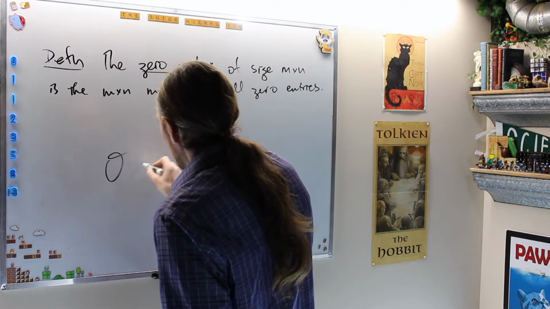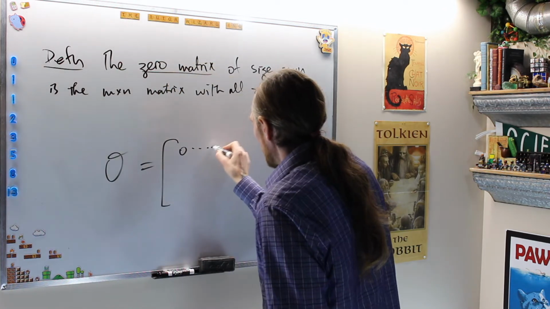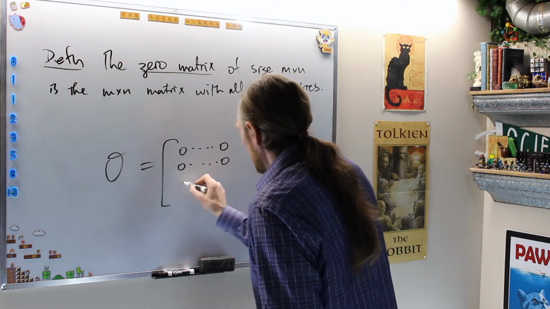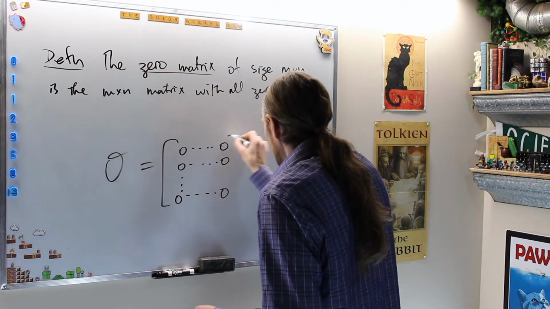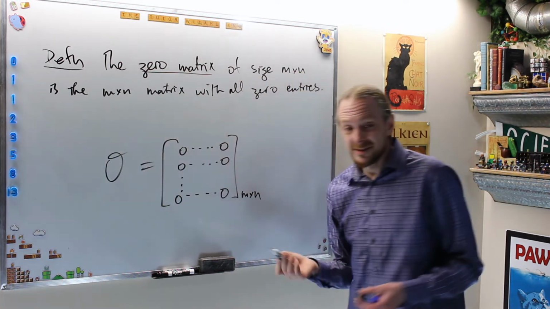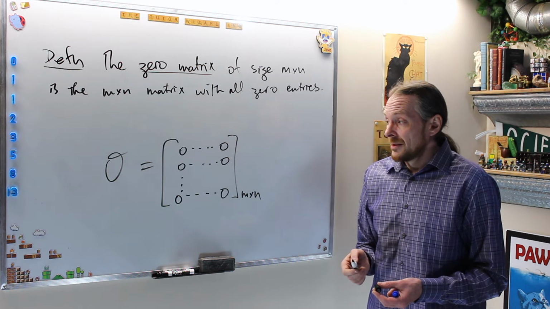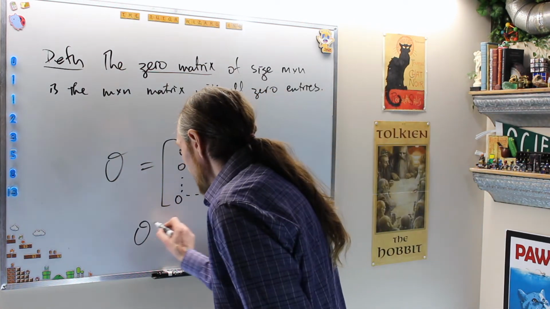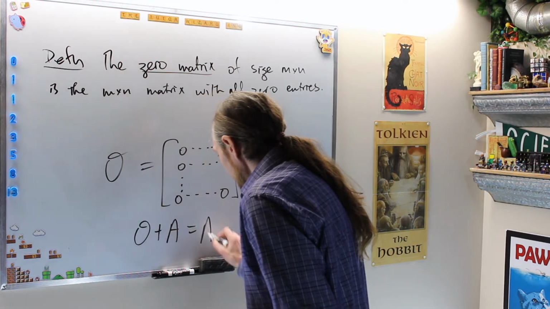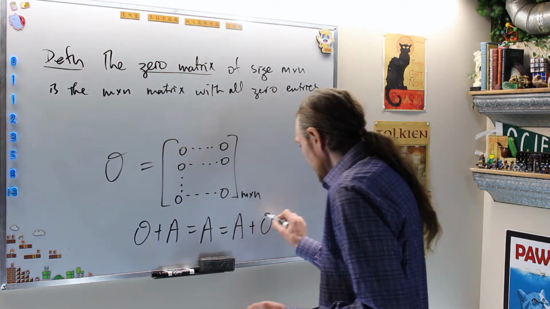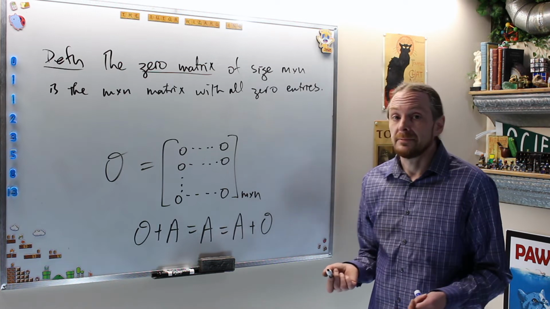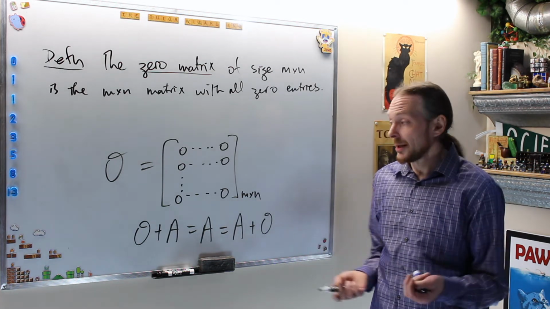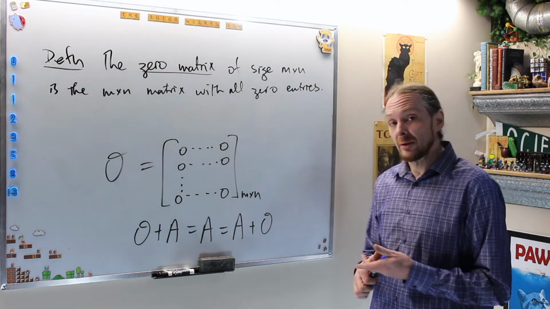So 0 is going to be 0 dot dot dot 0, 0 dot dot dot 0. For every size there is a zero matrix. Coincidentally, what do we know about the zero matrix? What's going to happen with that? 0 plus A equals A, which equals A plus 0 for every matrix. So this is the guy that leaves everybody alone when you add matrices, the zero matrix.